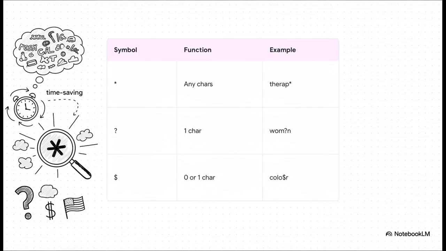The asterisk represents any number of characters, so typing therapist* instantly catches therapy, therapies, and therapeutic. The question mark replaces exactly one character, which is absolutely perfect for something like wom?n, to catch both woman and women. And the dollar sign represents 0 or 1 character. This is a total lifesaver for catching UK versus US spelling variations, like behavioral with or without the U.